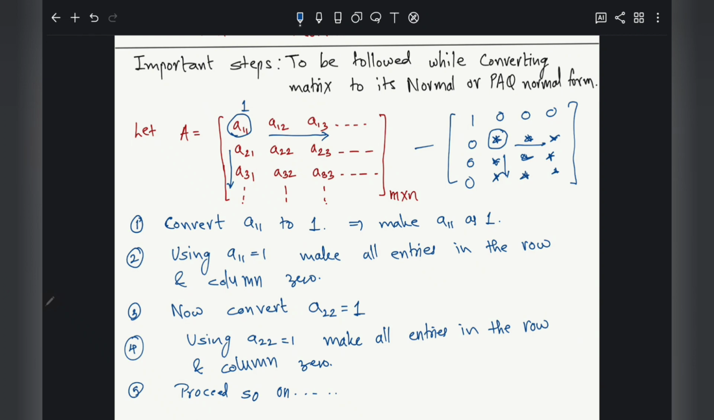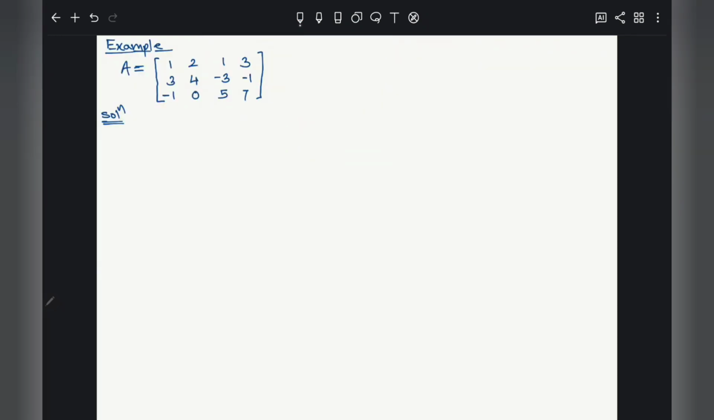If you follow, definitely you will reach the normal form or PAQ normal form, instead of struggling. So now let's explore this with an example. Here I have considered the example of a matrix, a 3 cross 4 matrix, and we will see its rank using normal form and PAQ normal form both.